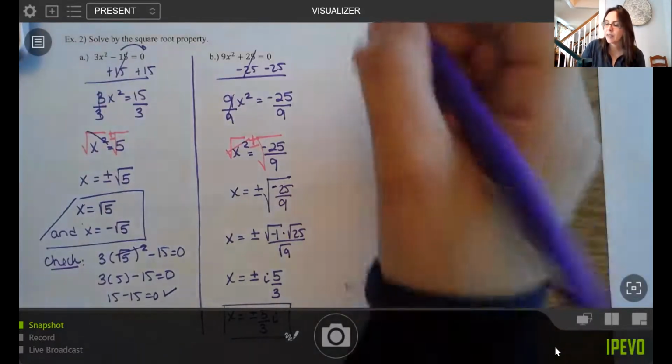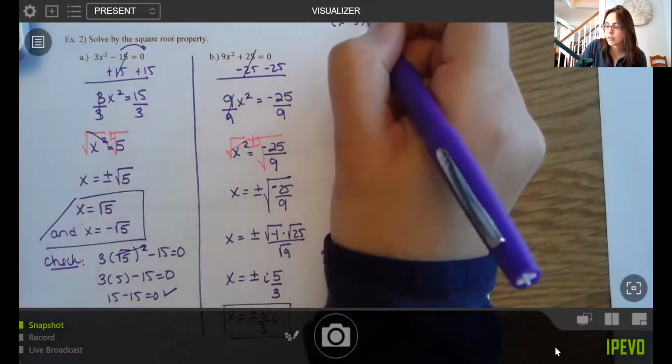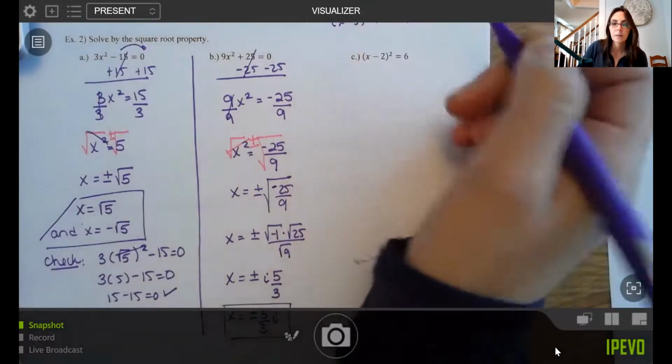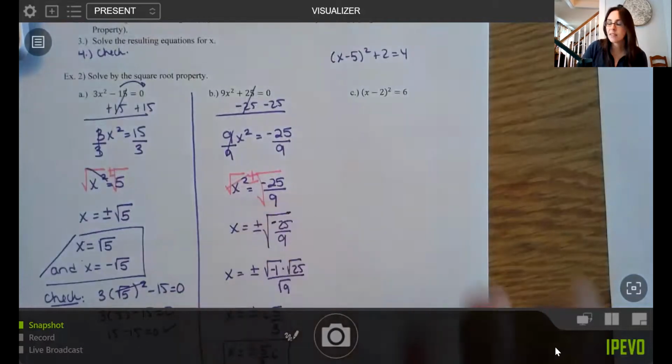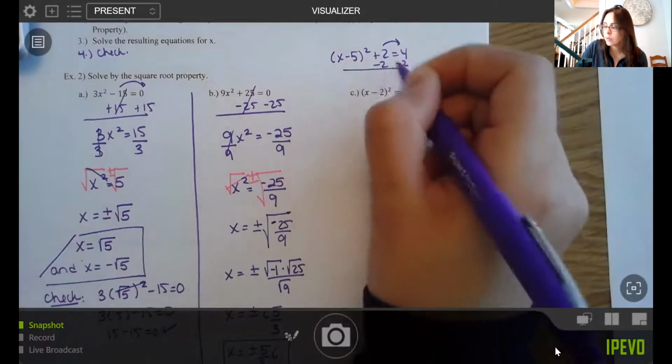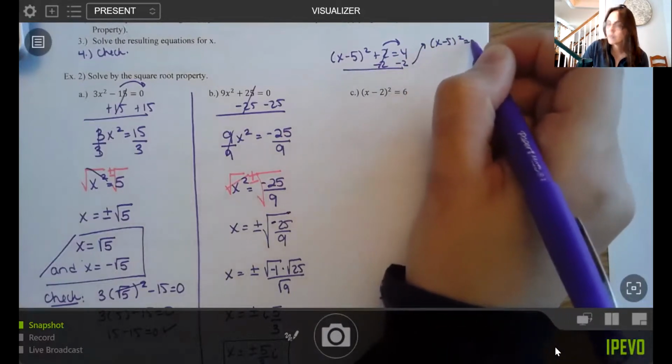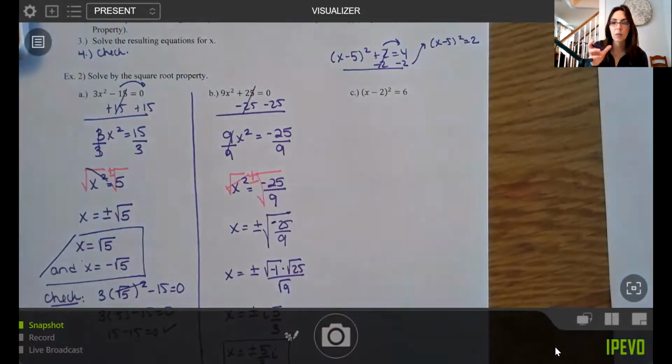So if I had something else with it, like let's say I did a different problem, it was like x minus 5 squared plus 2 equals 4. Well, you still have to isolate the square. I still have to bring the 2 over. And I would do that before I start. Okay, so you're still isolating the square piece here.